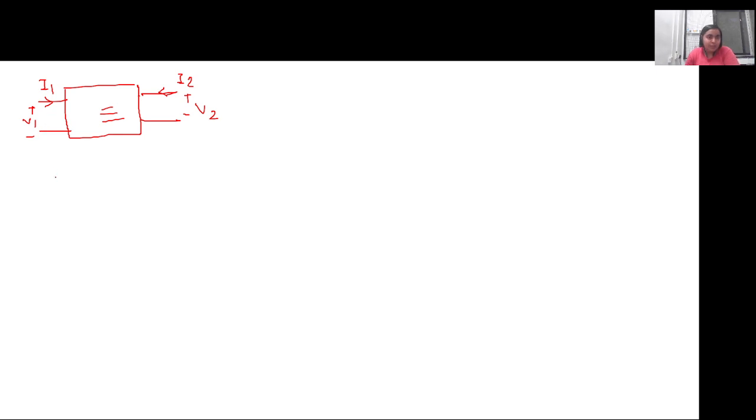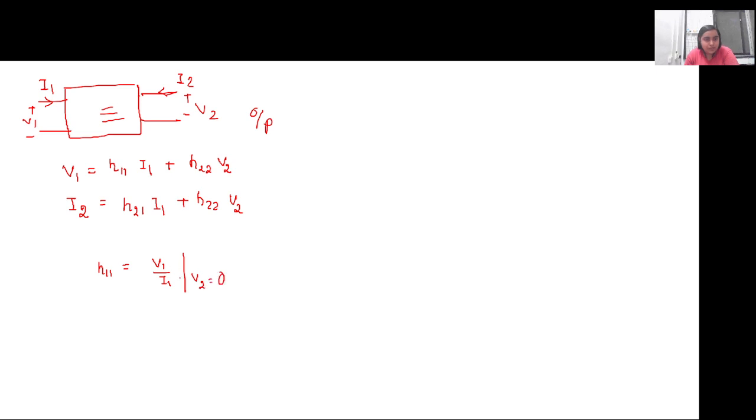So in case of the hybrid parameters, the input voltage V1 is written in terms of H11 times the input current, and H12 times the output voltage V2. The output side current I2 is written in terms of H21 I1, which is the input current, and H22 V2, which is the output voltage. Now if you see, H11 is equal to V1 by I1 with V2 equal to 0. That is, the load side is short circuited and V1 by I1 is given by H11, which is actually the impedance.